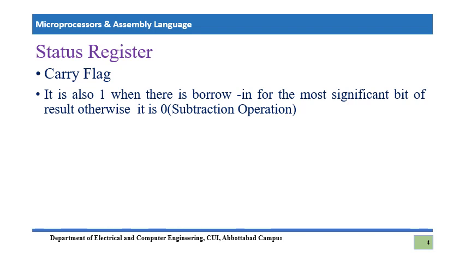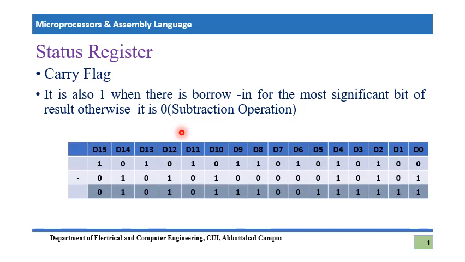Okay, here we are going to consider another case where the carry flag becomes useful and indicates a very important condition, and that is in the subtraction operation. Whenever the microprocessor performs a subtraction operation, it will check whether there is any borrow in for the most significant bit of the result. If there is a borrow, then the carry flag is set to 1, and if there is no borrow, the carry flag remains 0. So let's consider an example.